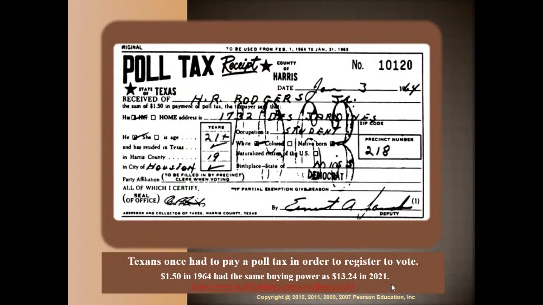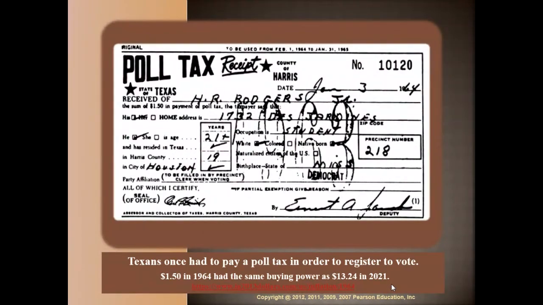And here you can see a scan of a receipt paid by a Mr. H.R. Rogers, Jr. in January of 1964 in the sum of $1.50 to Harris County, Texas, to satisfy the obligation of the poll tax. And I think many people today would look at that and say, $1.50, that's nothing, right?